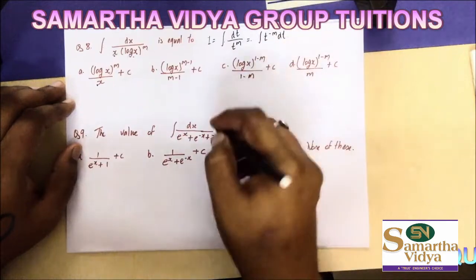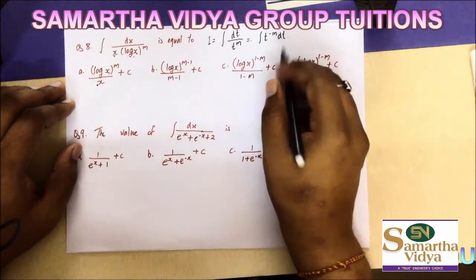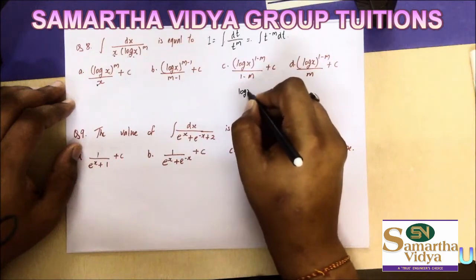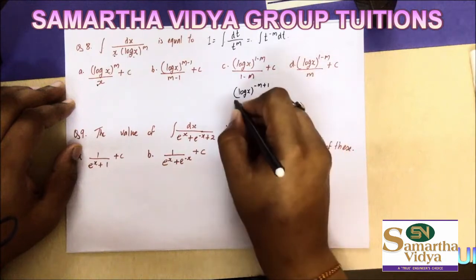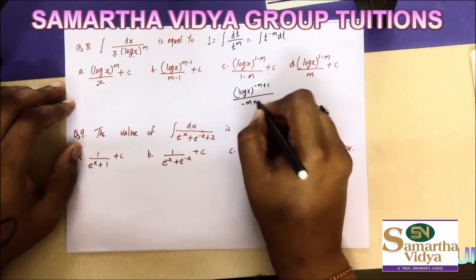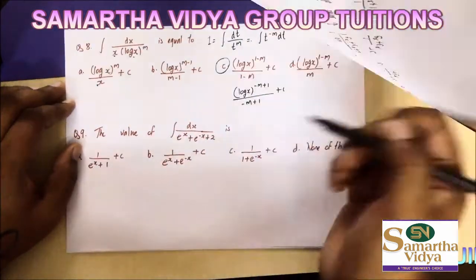So we know that this integration is nothing but t raised to minus m plus 1 upon minus m plus 1. So it's going to be (log x) raised to minus m plus 1 upon minus m plus 1 plus c. So you can see it's nothing but your option C.